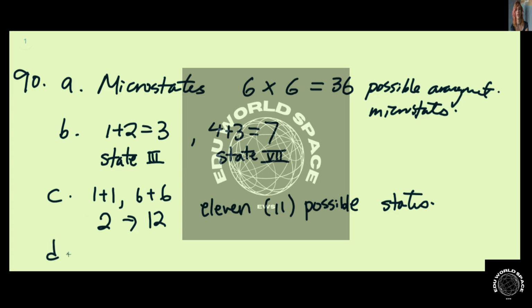Part D is asking which state or states have the highest entropy. For this, we want to say that the state with the most microstates will have the highest entropy, because the larger the number of microstates, the higher the entropy.